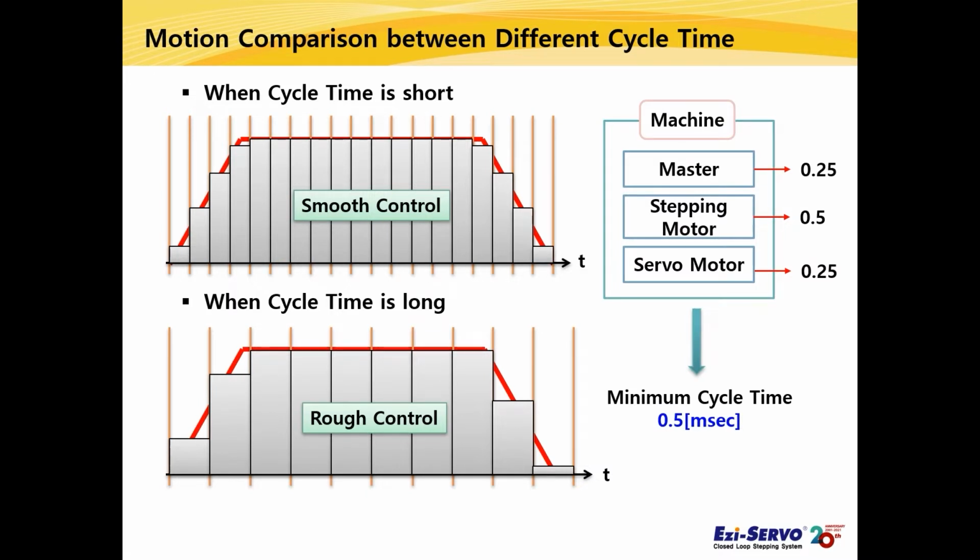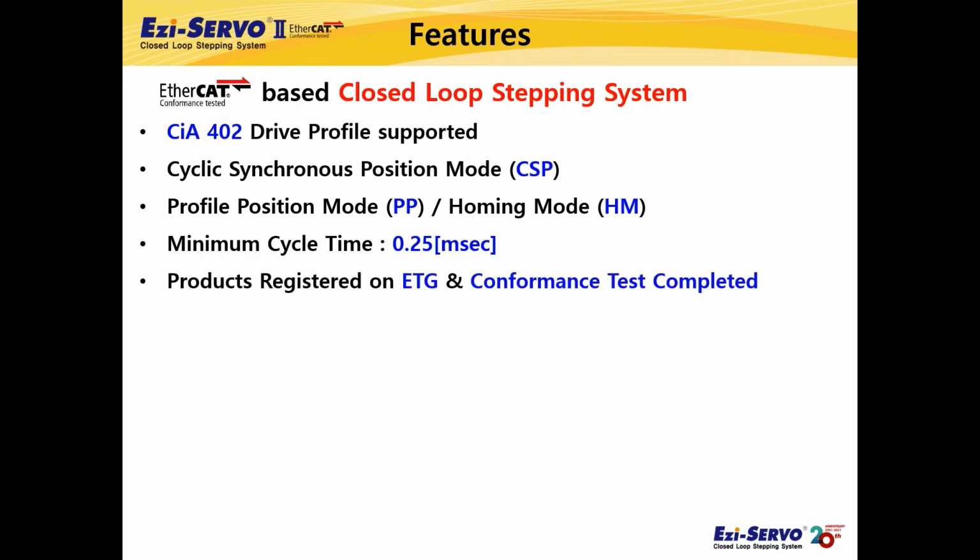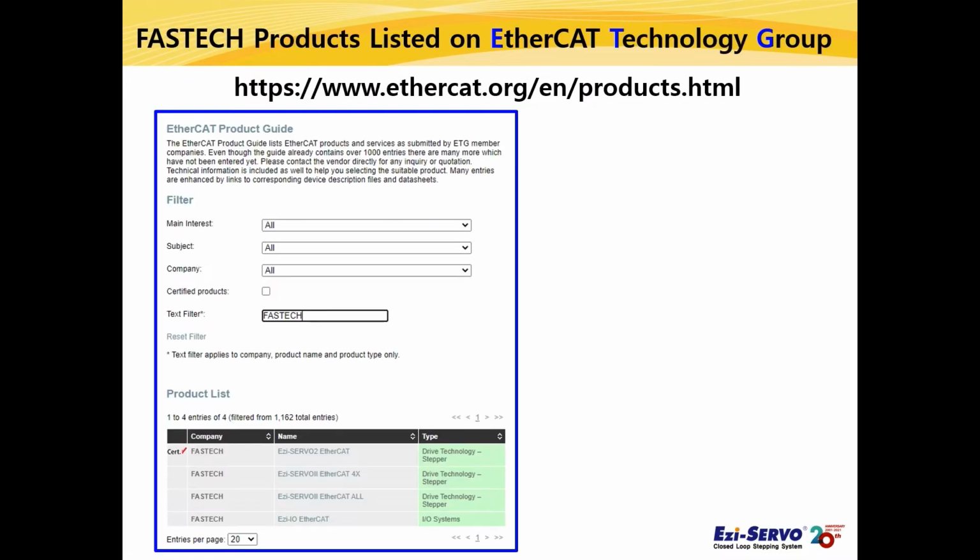Therefore, many companies are trying to reduce the minimum cycle time for high-precision motion control. Next, FASTECH registered the products with ETG, the EtherCAT Technology Group, and completed the conformance test by ETC, the EtherCAT Test Center, an organization affiliated with the EtherCAT Technology Group. These are FASTECH's EtherCAT products listed on the EtherCAT Technology Group, the world's largest EtherCAT organization.